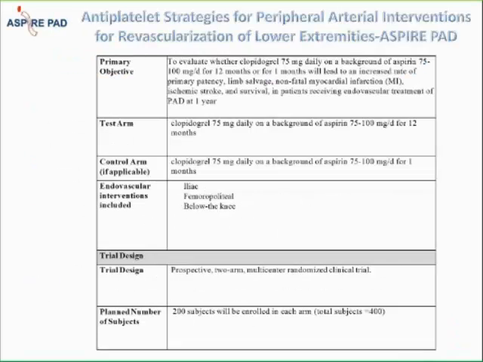I'm going to end here and just leave you with one slide. This is from the ASPIRE study. This is Antiplatelet Strategies for Peripheral Artery Interventions for Revascularization of Lower Extremities. This is a new study we are starting.